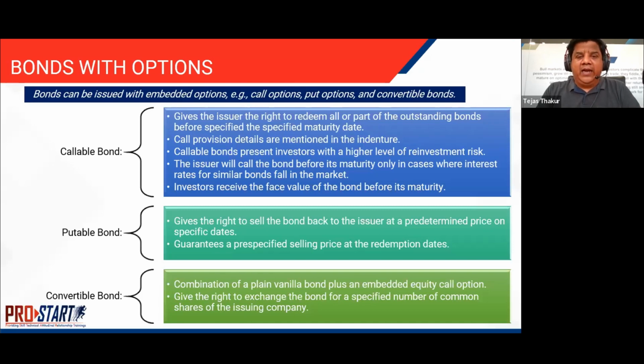And this is the right which can be exercised by the owner of the bond, by the investor of the bond. So it is not compulsory for me to do it. It is the right which is available for me. So this is what is a callable bond, putable bond, and the convertible bond. I hope this is clear.